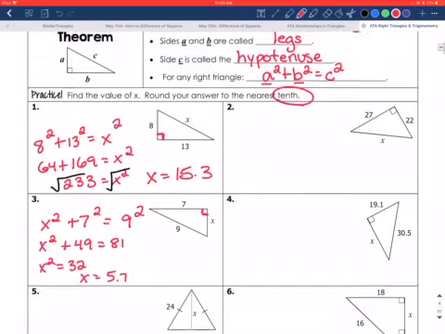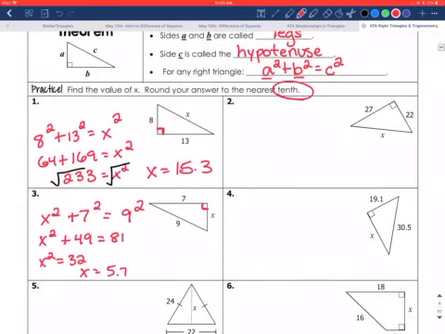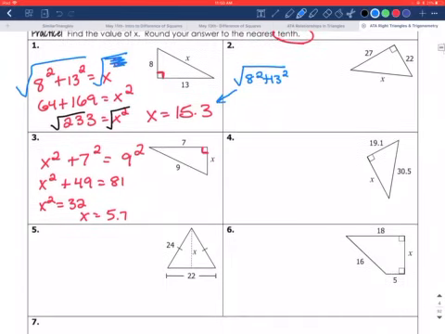So if I give you, let's look back at number 1, for example. You see how this is just x squared? Well, our whole goal is to solve for x. So really what I could have done is square rooted both sides from the very beginning, and that will cancel out that squared, right? So in other words, the square root of 8 squared plus 13 squared will take you straight to 15.3 if you type that in.